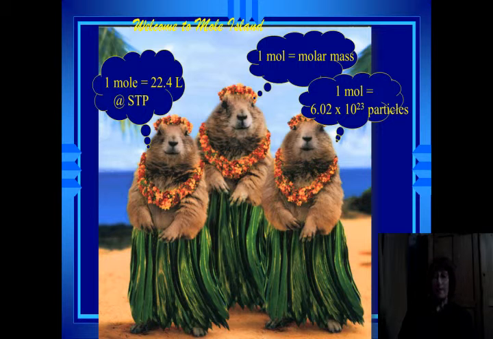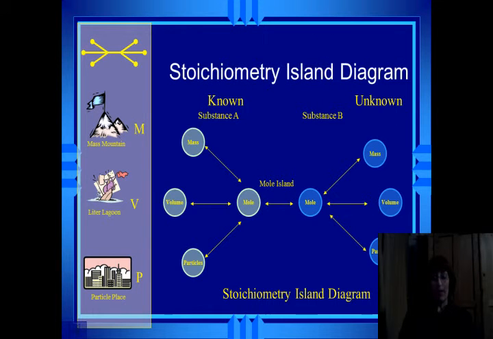Now Mole Island is something, I'm not sure who came up with this, but it's a really cool little idea. Basically, on the left-hand side of the chart is the stuff you start out with, and on the right-hand side is the stuff they're asking you about. So let's say they start off and say, we've got 10 grams of this substance. Well, you know how to change grams to moles, so that's not a big problem at all.